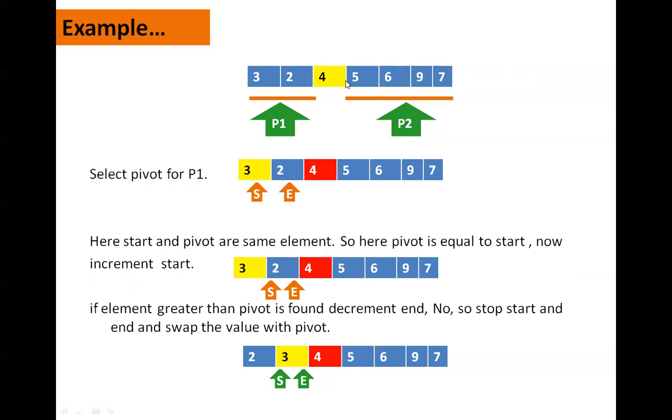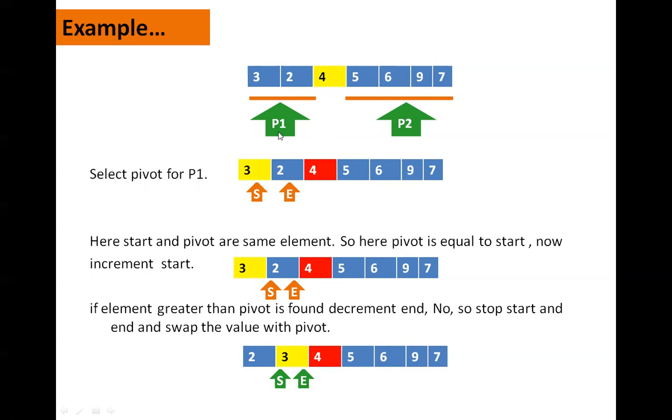So after positioning 4, the pivot, at its right position, your array or your list is divided into sub arrays, that is partitioned into P1 and P2. So the array is partitioned into two parts, P1 and P2, right? P1 is a list consisting of all the items less than the pivot. P2 is the list consisting of all the items greater than the pivot, right? Now let us start applying the same quick sort algorithm at P1 and then at P2.